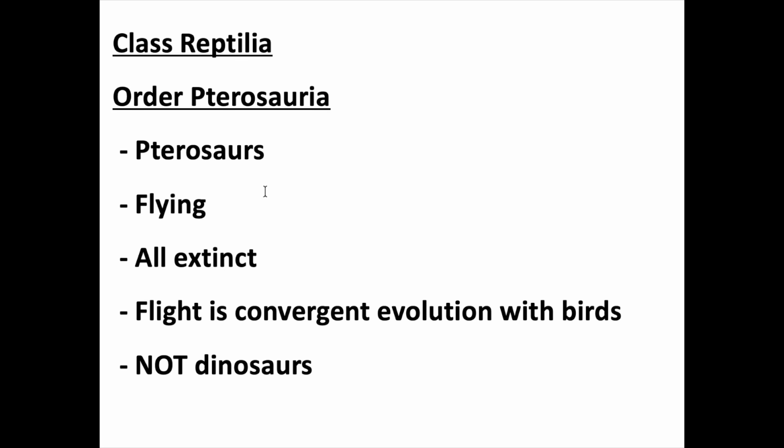Yeah, they're flying. This is order Pterosauria. So remember, after class comes order. Pterosaurs, they're flying reptiles. They're all extinct. Their flight is convergent evolution with that of birds. And these are notably not dinosaurs.